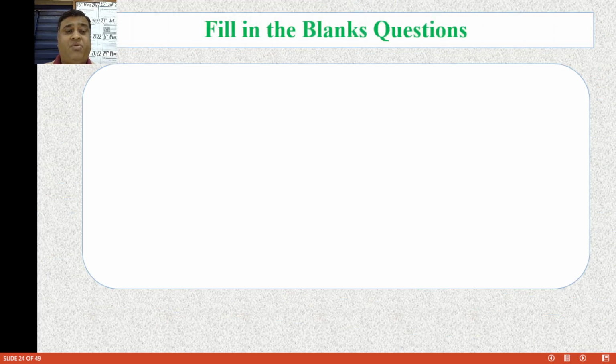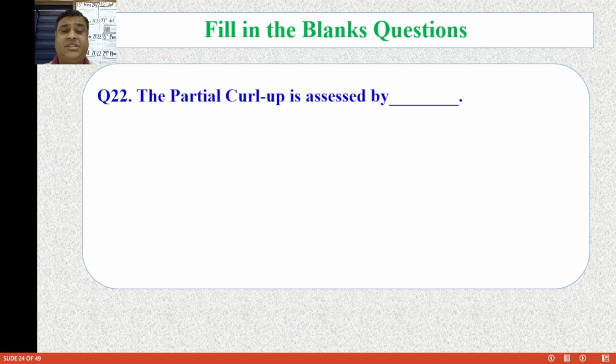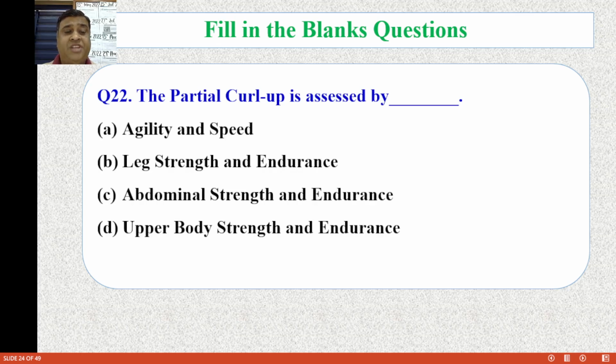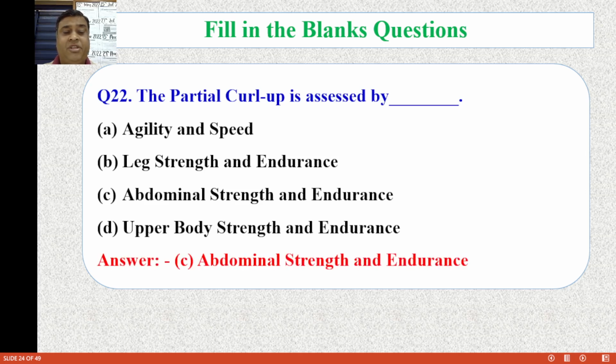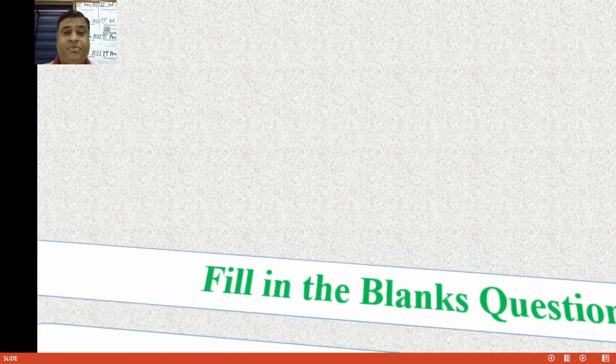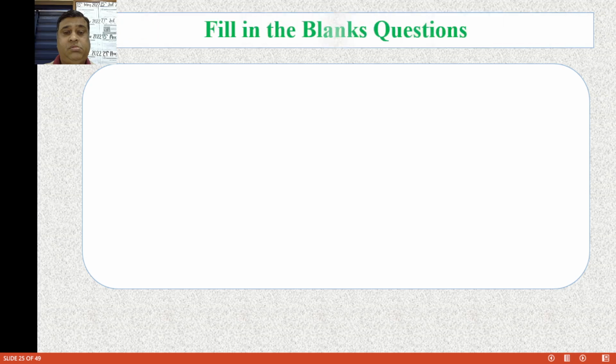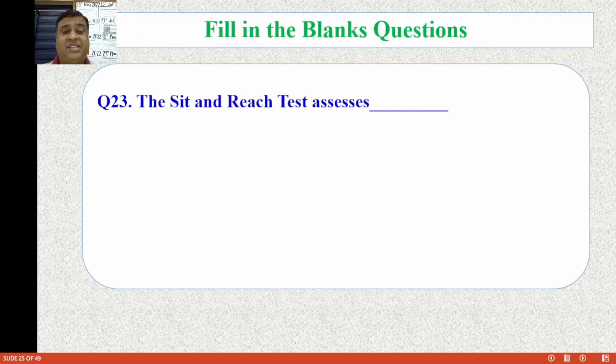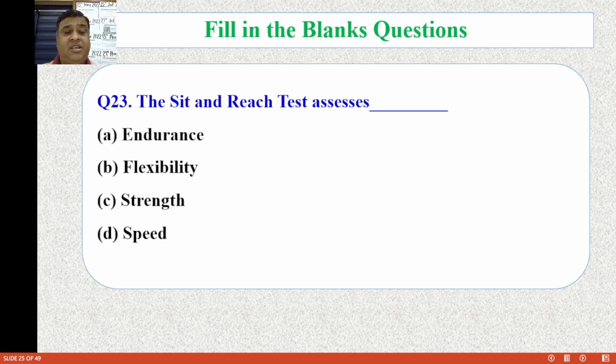Now question number 22. The partial curl-up is assessed by agility and speed, leg strength and endurance, abdominal strength and endurance, or upper body strength and endurance. The correct answer is C, abdominal strength and endurance. Question number 23. The sit and reach test assesses endurance, flexibility, strength, or speed. The correct answer is B, flexibility.